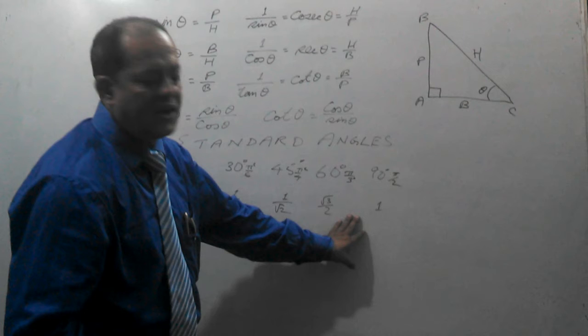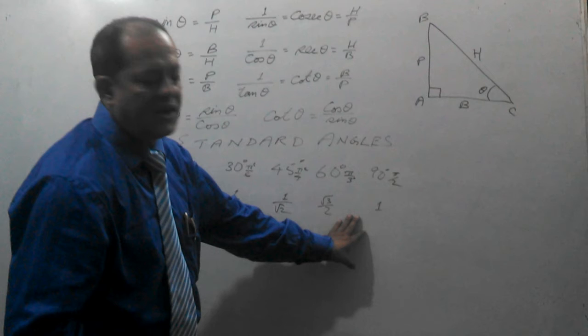Now we have tan A plus B, which could be written as sine A plus B divided by cos A plus B. As we have seen here, sine A plus B is sine A cos B plus cos A sine B. This will be divided by cos A plus B, which is equal to cos A cos B minus sine A sine B.